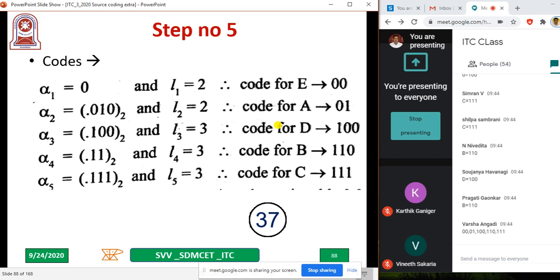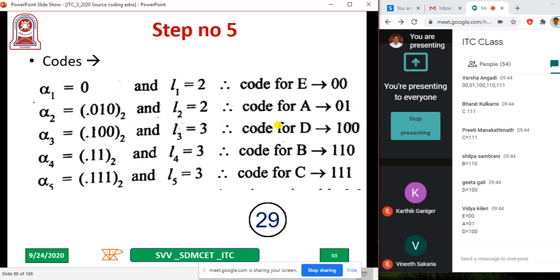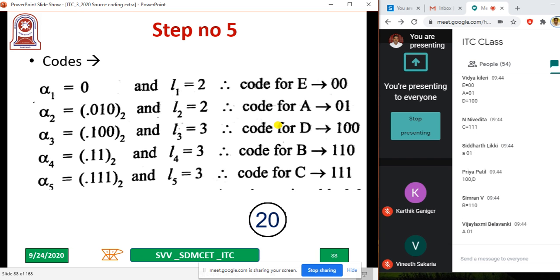See how many of you have typed wrong answers. Varsha 001, 100, 110. ABCD you have to write, Varsha, otherwise you will change while writing also. Vidya, E equal to 00, A equal to 01, D equal to 100. See how, compared to offline, I am preferring online now, because I will come to know how many mistakes you are doing, how many of you are doing it, which type of mistakes you are doing, within a second.